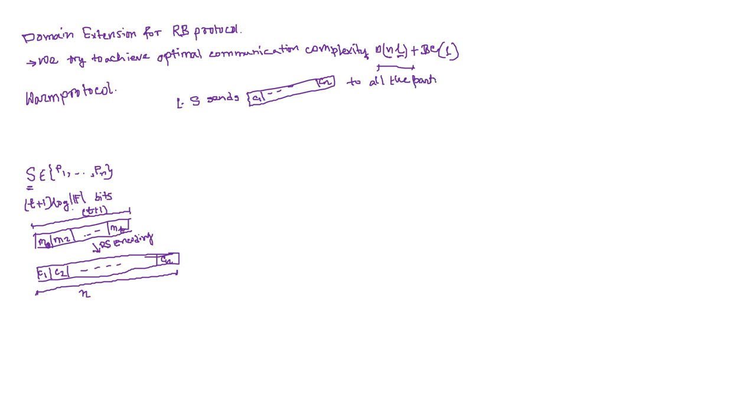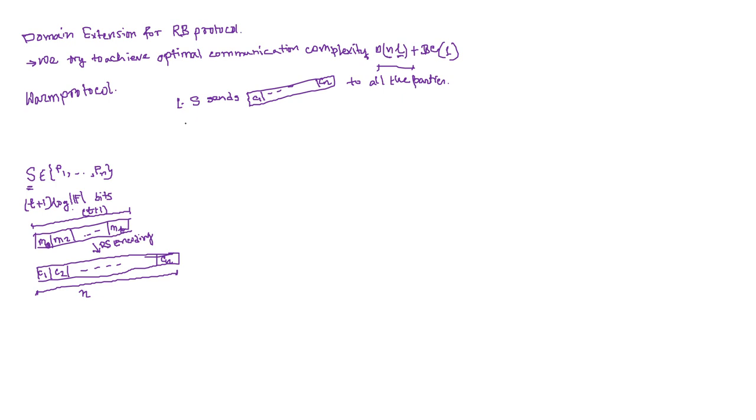That's it. Now say if S is honest, then of course it will send identical copies of C1 to Cn to every other party. But if that is not the case, then also at the end of the protocol we will make sure that all the honest parties reach the same output message. Now coming back here, this is the first step done, right? S sends the code word string to all the parties.